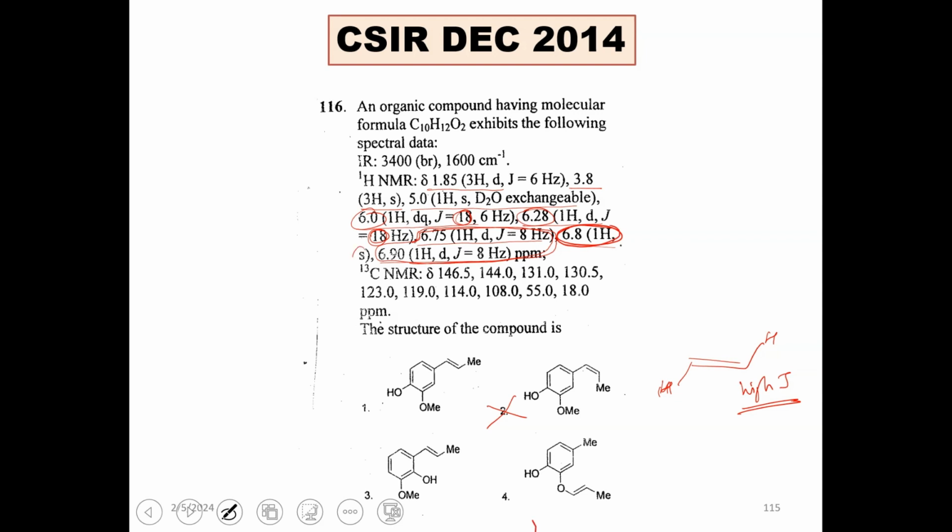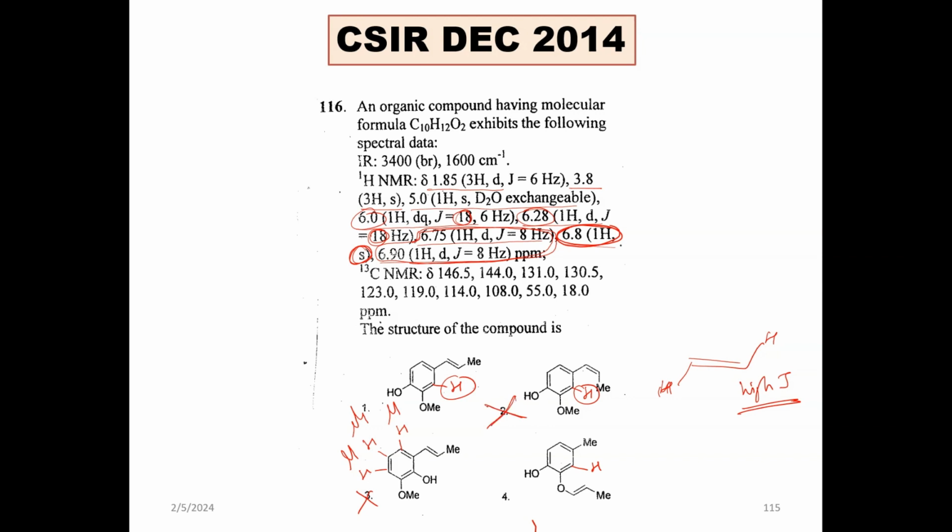6.8 one hydrogen singlet. So singlet means it should be like a meta. So singlet means you have one hydrogen which does not have a neighboring partner. So something like this here. But here it is not possible. So here you will be having doublet, triplet, doublet. So option 3 is gone. So since you need a singlet, you can have option 1 and 2, or it can be option 4. But option 3 is gone.